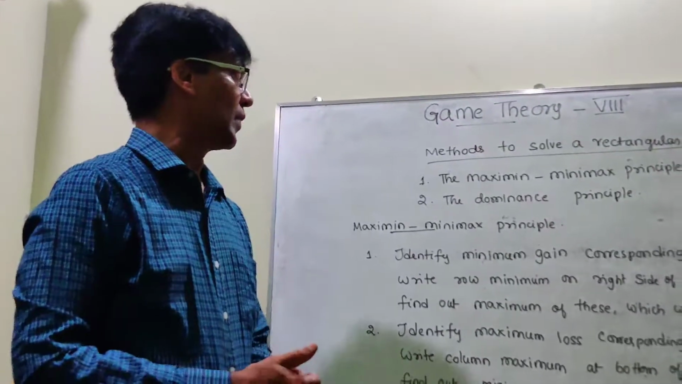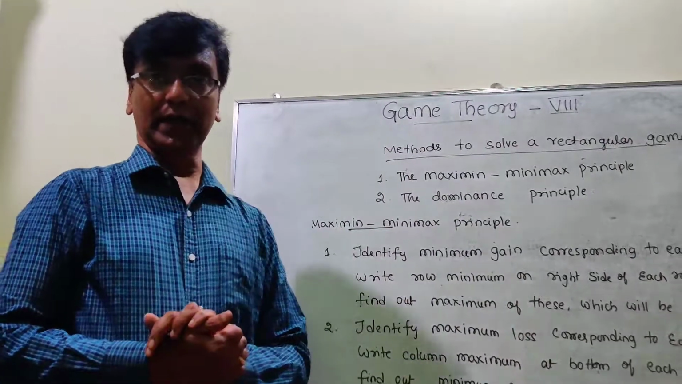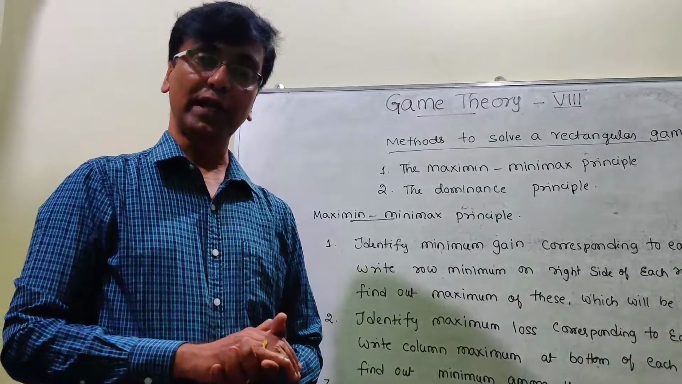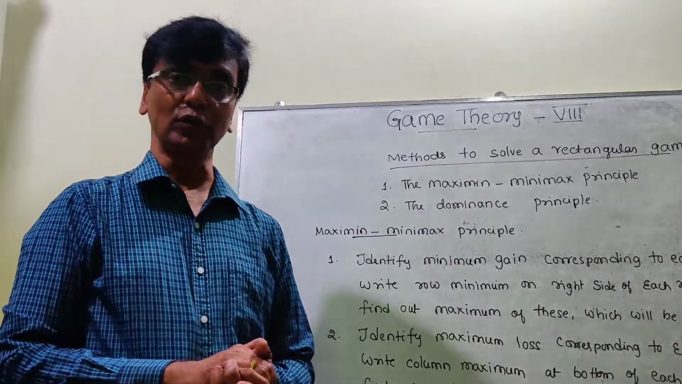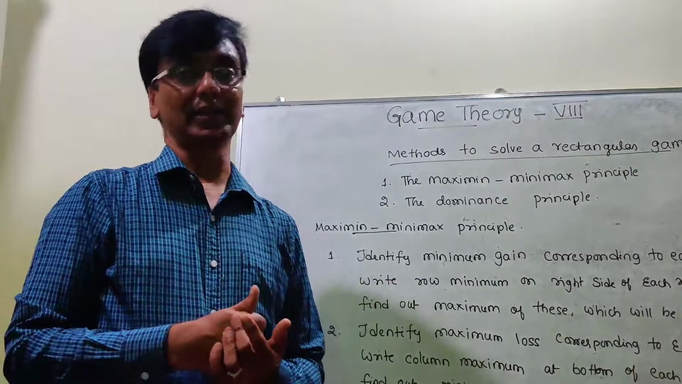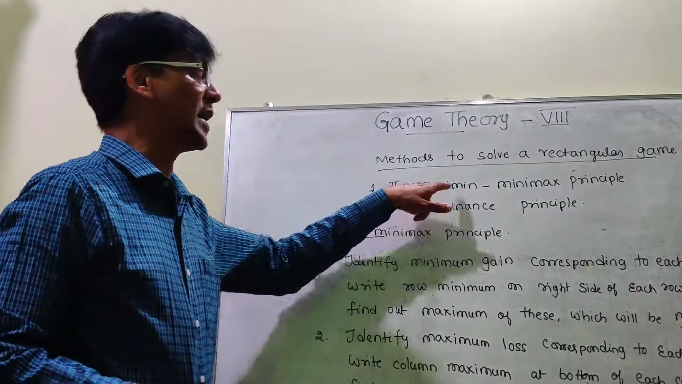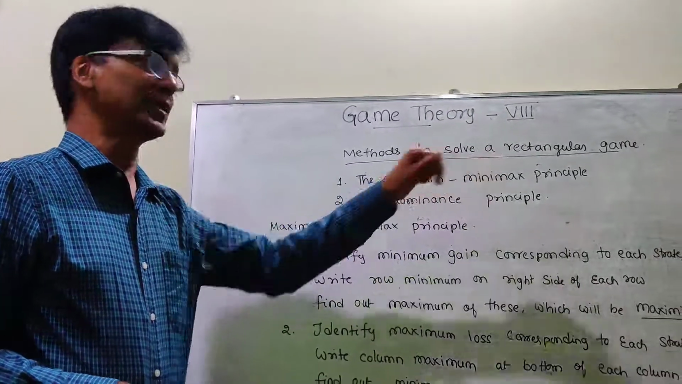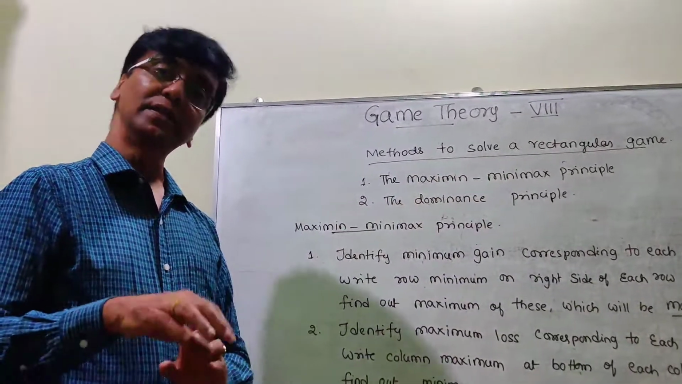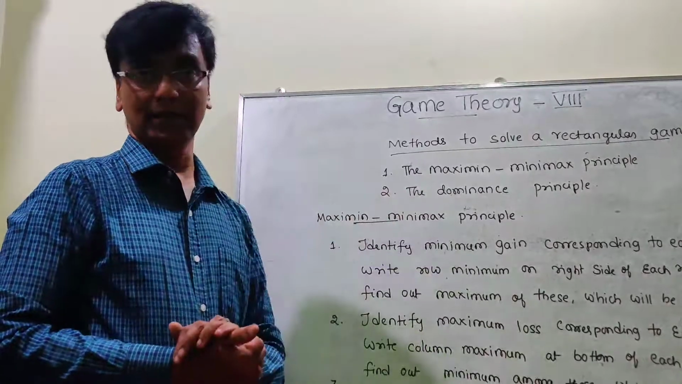In this session, I am going to explain the methods to solve a rectangular game. Coming to the introduction, as you know, a rectangular game is nothing but a two-person zero-sum game in which one player's gain is the loss of the other player. Now there are two methods. The first method is the maximin minimax principle and the second one is the dominance principle. In this session, I am going to explain the maximin or minimax principle.